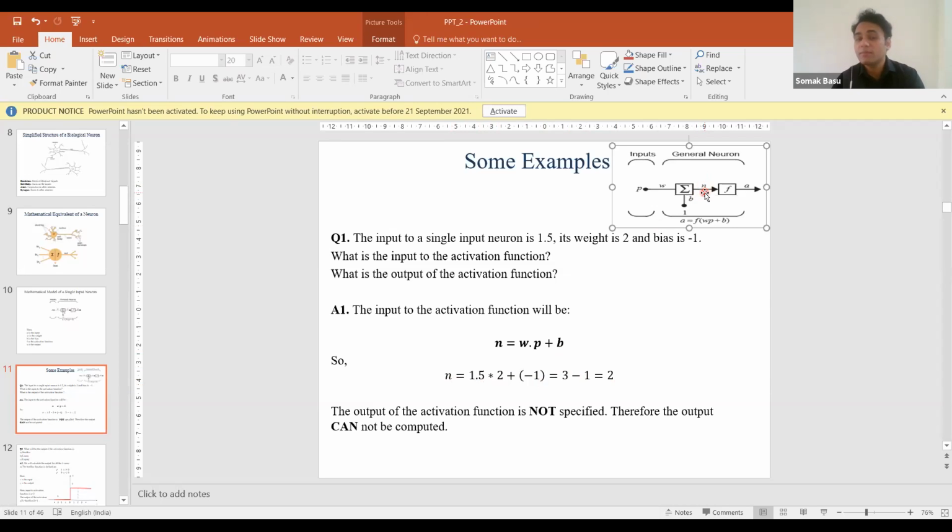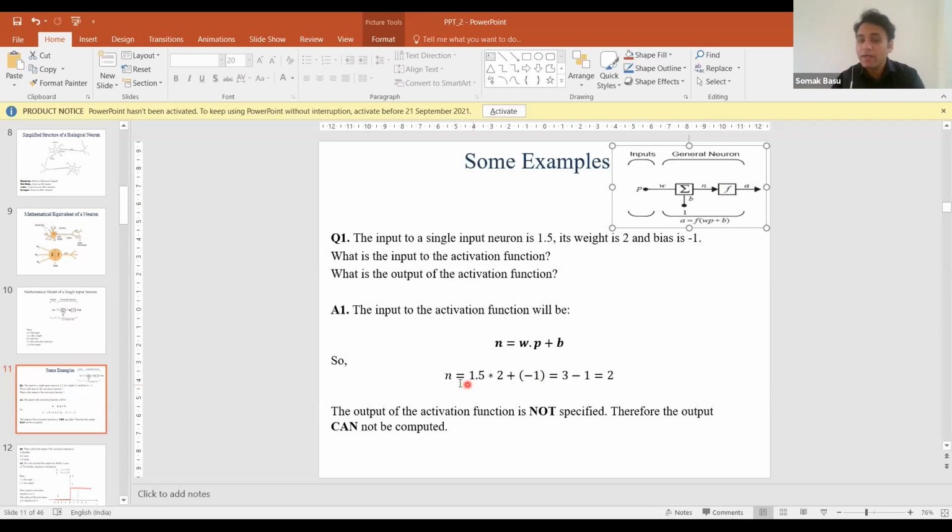Now, what have they asked? What is the output of the activation function? So they are asking, what will you get at the output? We have already calculated what is the input over here. They are asking you what will be the output over here. But see, in this question, they haven't specified what kind of an activation function they are using. Is it hard limiting? Is it a sigmoid? Is it a log sigmoid? What is it? So they have not specified.